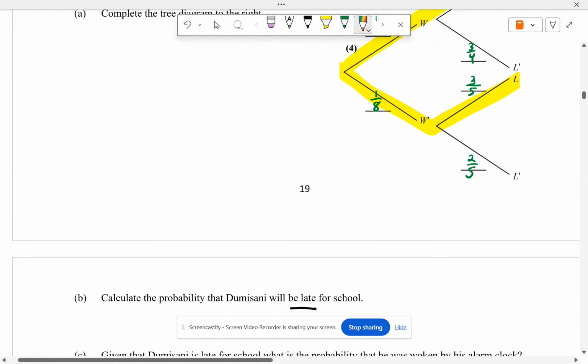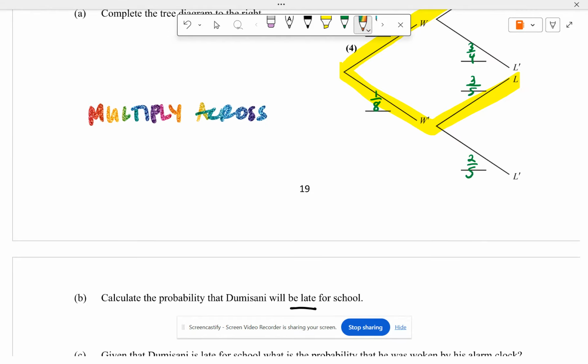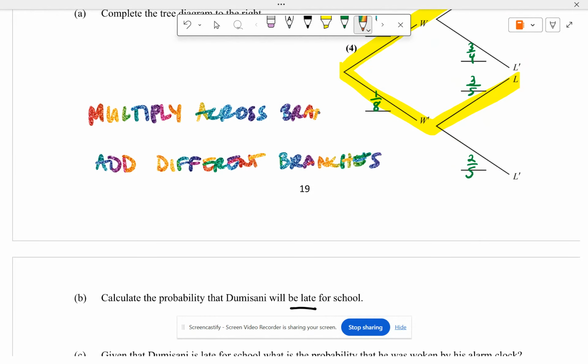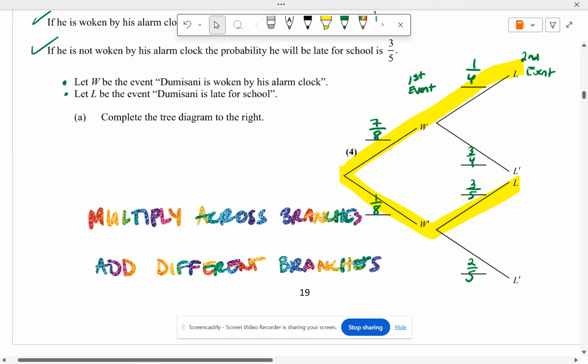I would write yourself a big little note here. Multiply across branches and then add different branches. And think about what that means, right? When you add 2 different things, that's the OR. Did you hear that in A2 last year, right? The adding is the OR, right?